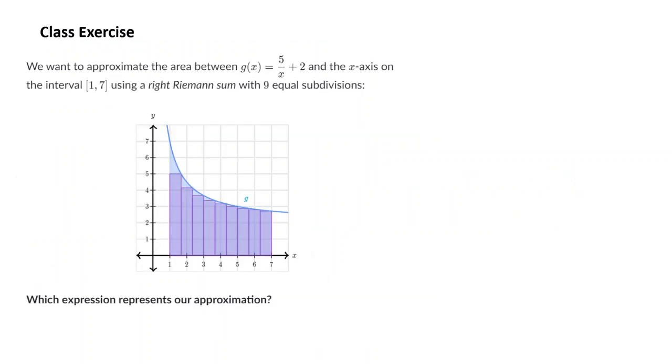So let's practice with this exercise. Let's say we want to approximate the area between g of x equal to 5 over x plus 2 and the x-axis on the interval of 1 to 7, using a right Riemann sum with 9 equal subdivisions. It is already illustrated in this problem. In case you are not given the illustration, you should be able to draw it yourself.